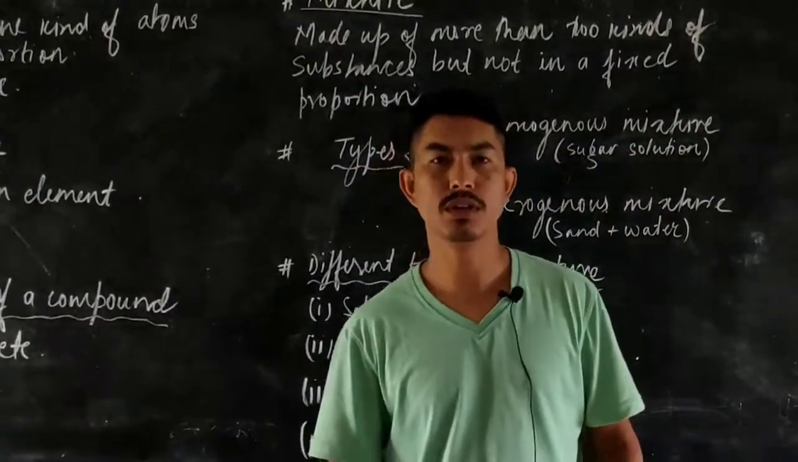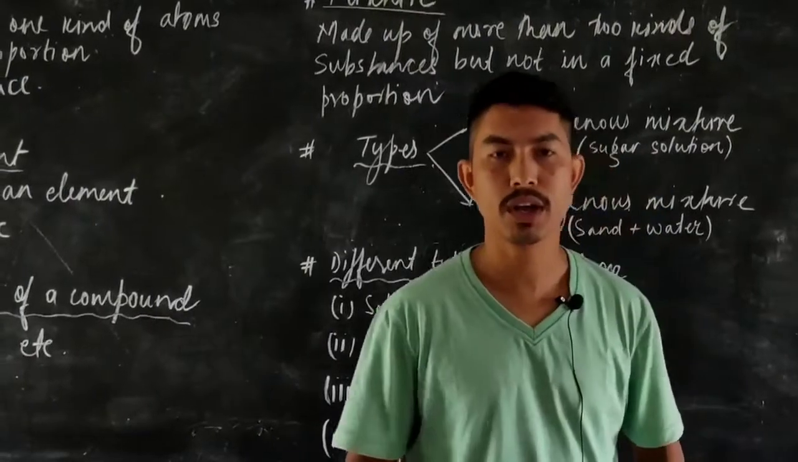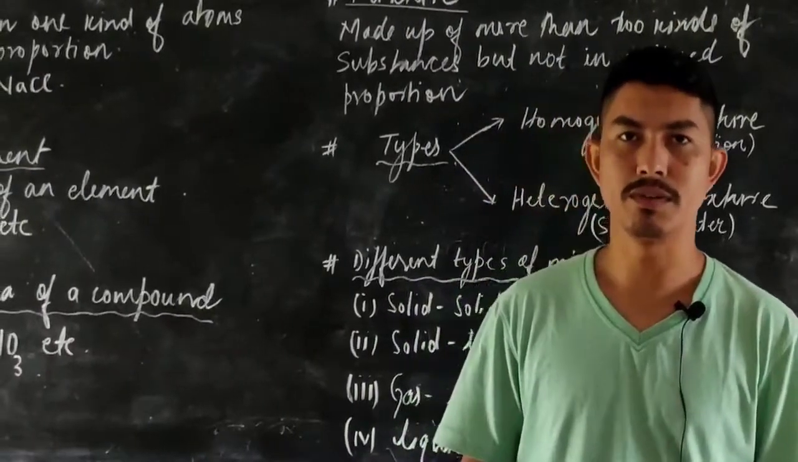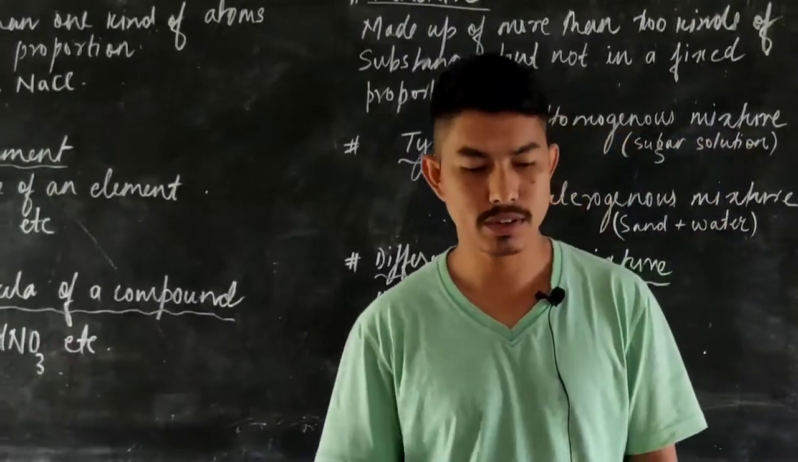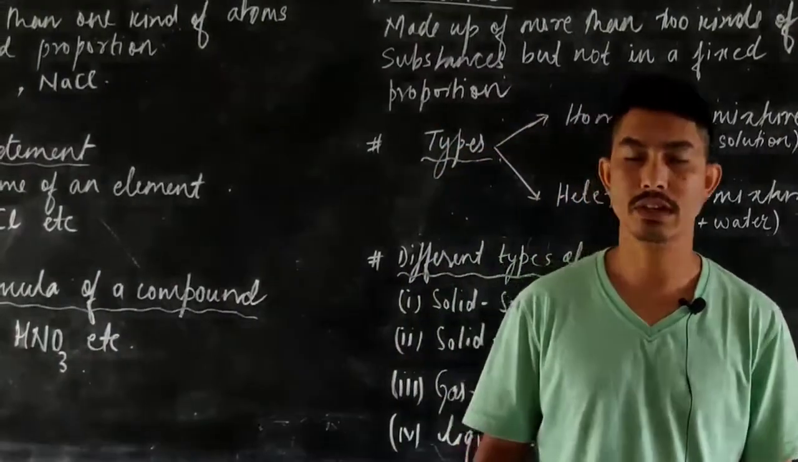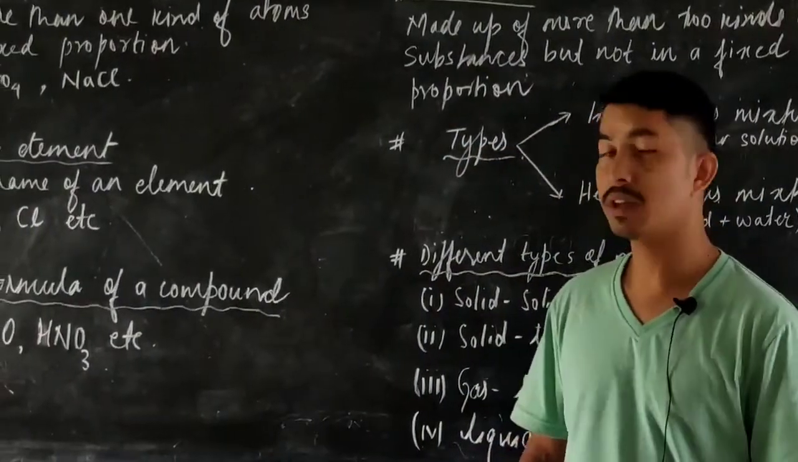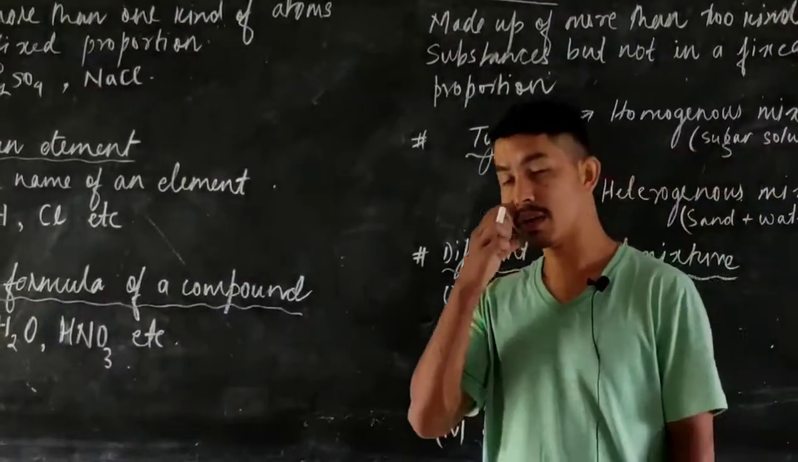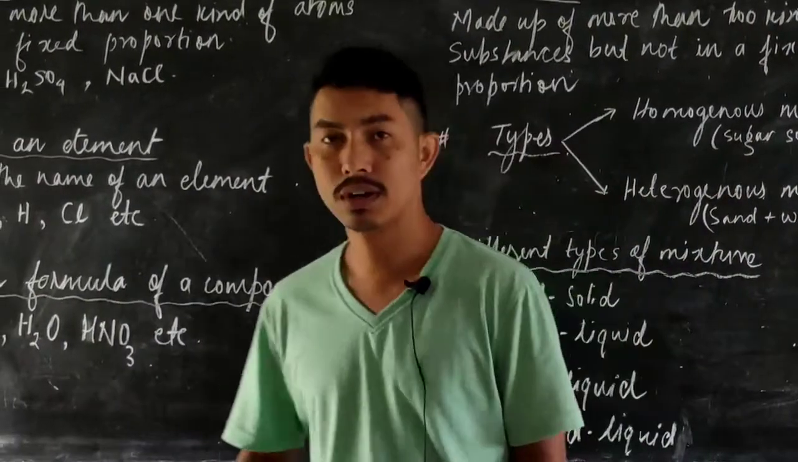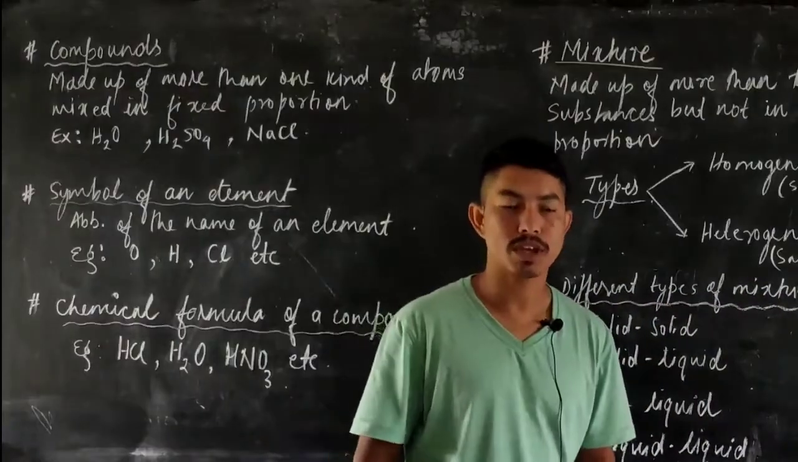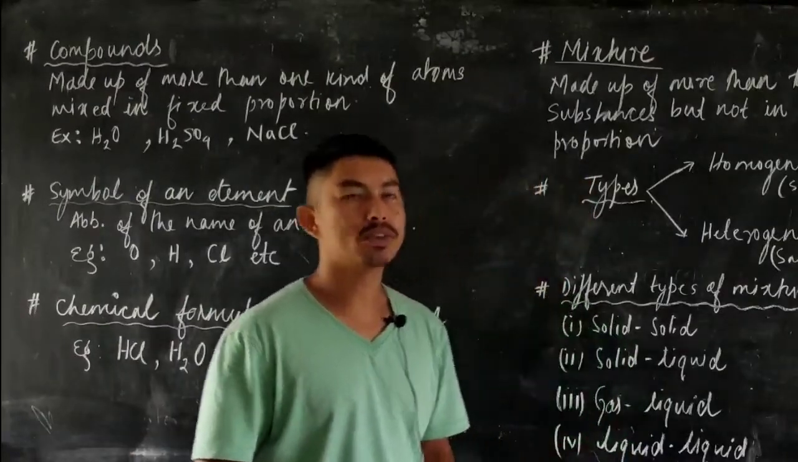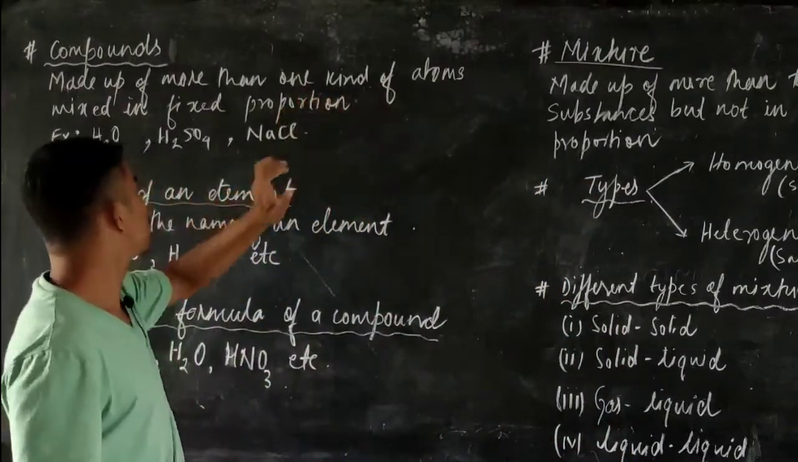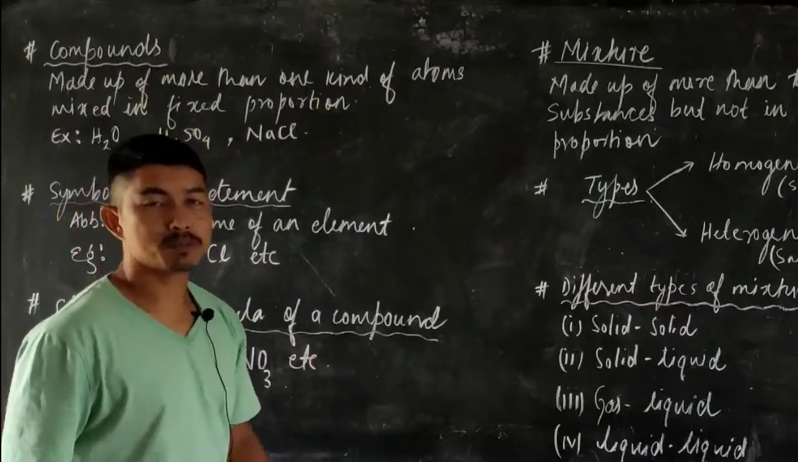Today we will continue the third chapter of your chemistry textbook, element, compound and mixture. In the last class we discussed elements and their types, and today we will start with the topic compound. Unlike elements, compounds are also pure substances, made up of more than one kind of atom, but these atoms are always mixed in a fixed proportion.